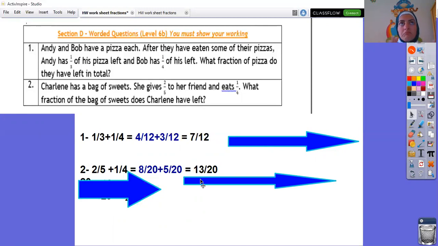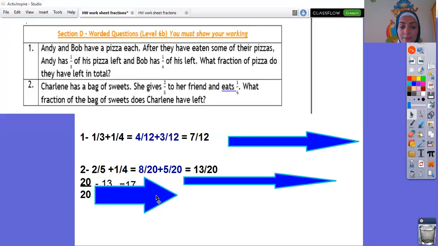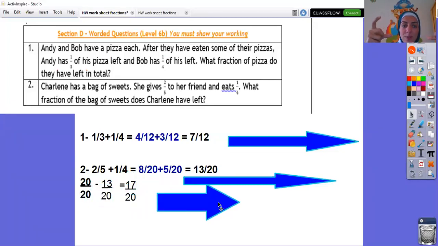Okay, now this is the amount that she used, that she gave to her friend and what she ate. Now, how much is left? If 13 out of 20 is the amount that she used, how much is left? Mentally, you can do it if the total is 20 pieces. If you have a whole bag of sweets, if the total number of sweets is 20 out of 20, and you took away 13 out of 20, so what is left should actually be 7. I made a small mistake in the writing of this one. The answer should be 7/20. Why? Because 20 minus 13 is 7.